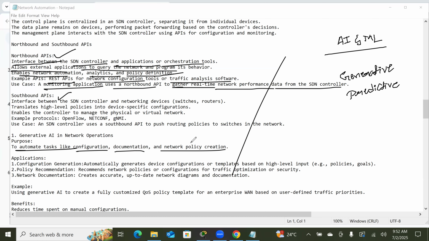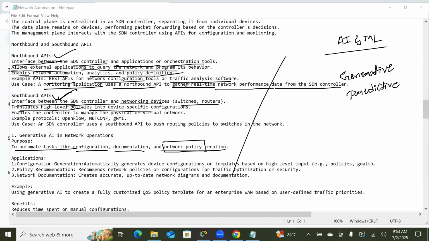You don't need to do anything. You just need to give the script, or the log which is collected from the end devices. Based on that, it is going to automatically configure the end devices, and it will even help maintain the documents, like the logs. And if you want to create any kind of network policy, it will help you with that. And what is the southbound API? It is the interface between the SDN controller and the actual network devices, like switches and routers. It translates the high-level policies into device-specific configuration.